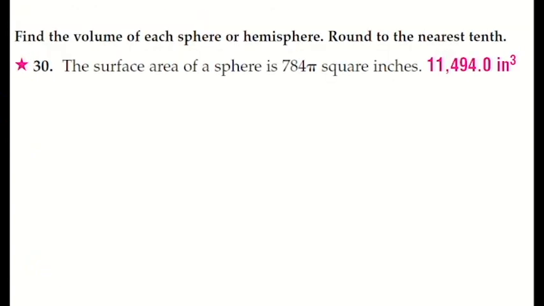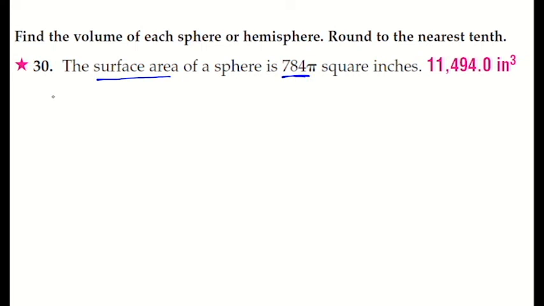In this example, what we're doing is we're starting off with the surface area of a sphere. They tell us that the surface area of the sphere is 784 pi square inches, and we're asked to find the volume of that sphere. So, to start off with, if they give us the surface area, or anything, really, our goal when we are working with spheres is to find the radius.